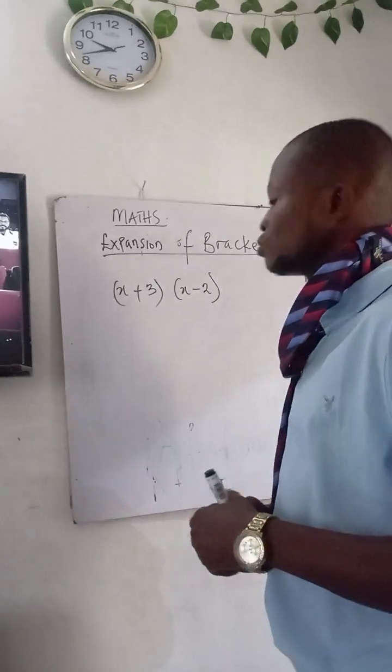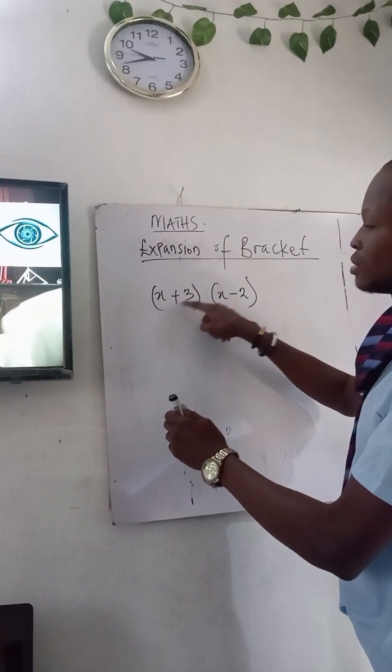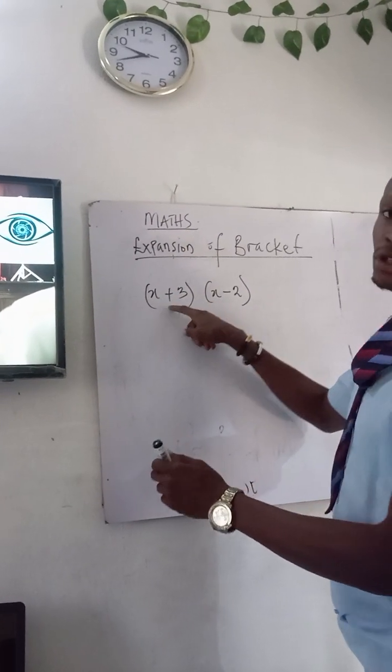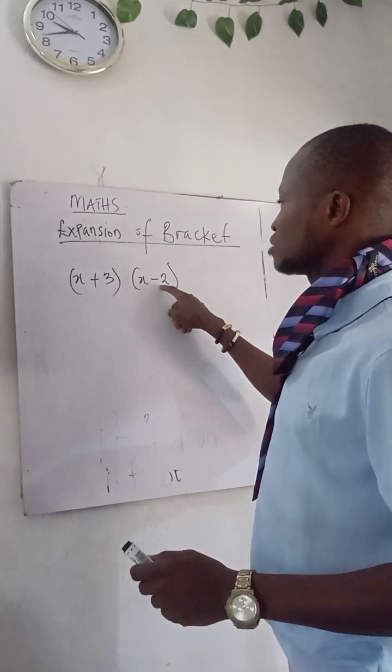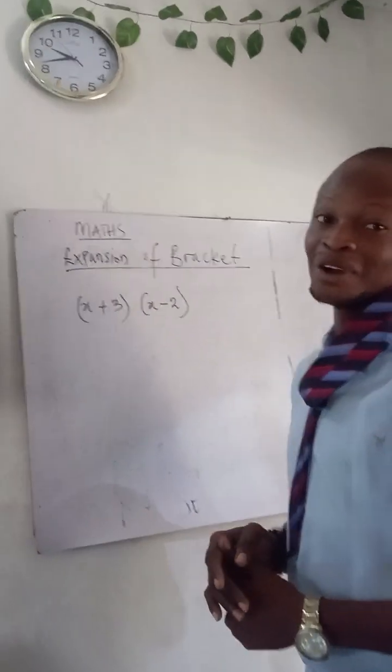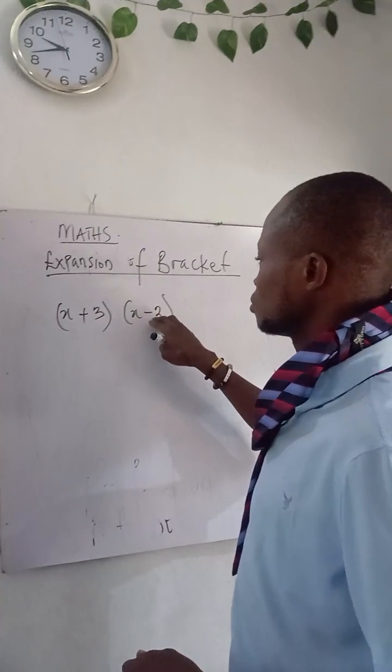Simple. If you look at these two brackets here, this one has x plus 3. These are boys, these are men, they are not complicated. You see this one, x minus 2. There are young girls in year 1 and year 2. So this is x minus 2, x plus 3.